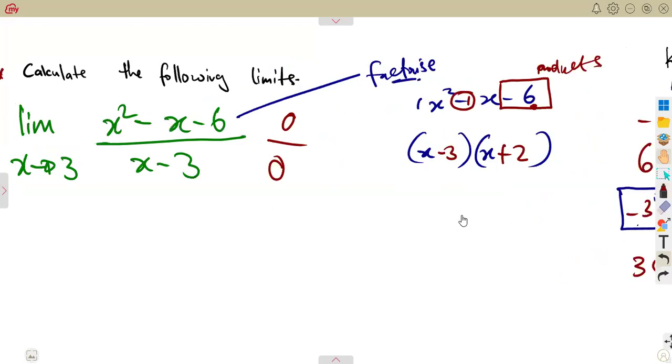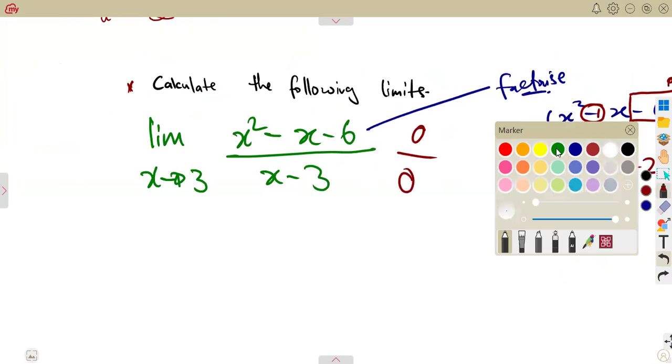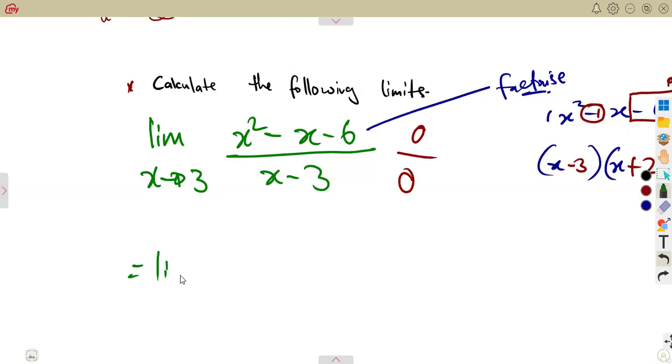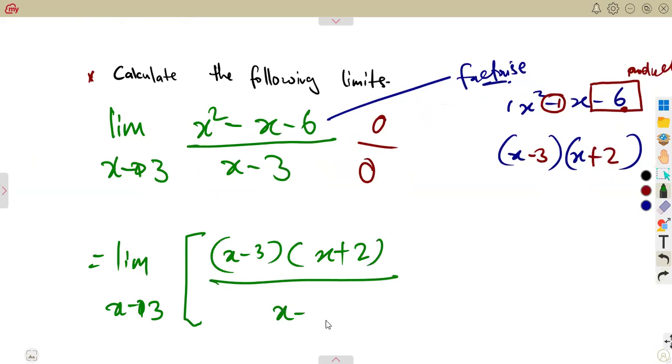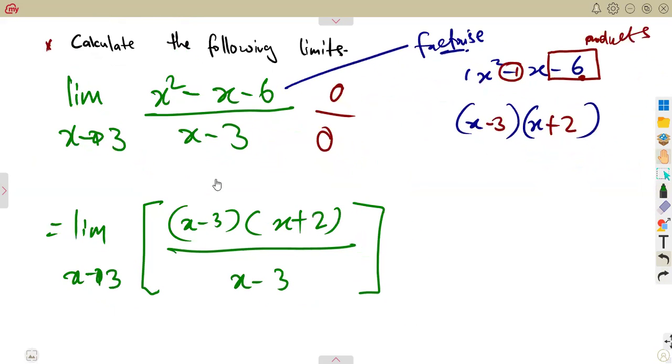All right, you factorize this. Let's substitute what we just factorized. You're going to have the limit as x approaches 3 of the numerator, which we factorized into two brackets, x minus 3 and x plus 2, everything over x minus 3. After factorizing the numerator and the denominator, there's something common, x minus 3, and we can get rid of it. So you can cancel these two.